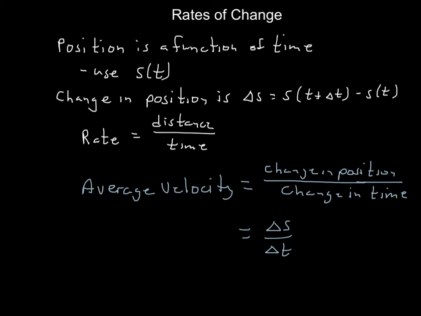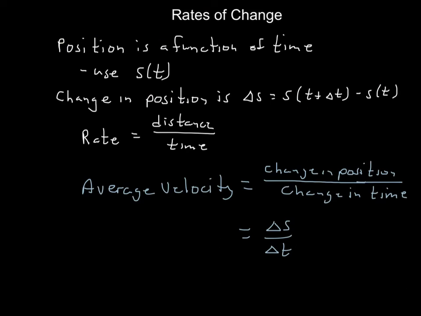Therefore, the change in position, which is delta s, is going to be s of t plus delta t, the amount of change in time, minus s of t. Next thing you want to realize, a rate is always going to be a distance divided by time.